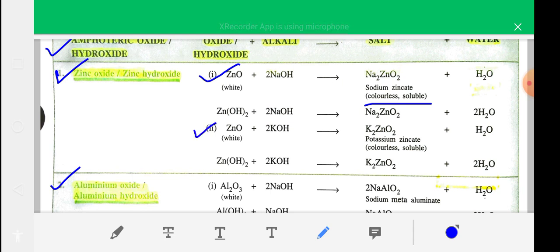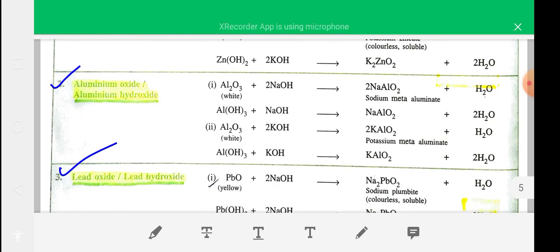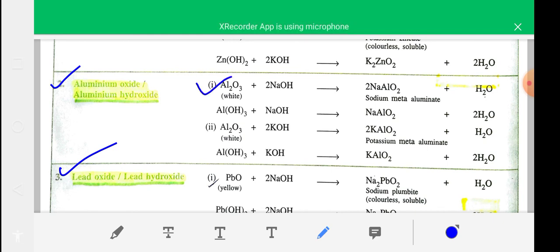Similarly, when zinc oxide is treated with KOH, you will get potassium zincate and water. And now see the action of sodium hydroxide on aluminium oxide. Aluminium oxide is also amphoteric. So when aluminium oxide is treated with sodium hydroxide solution, you will get sodium meta-aluminate and water, NaAlO2 plus water.